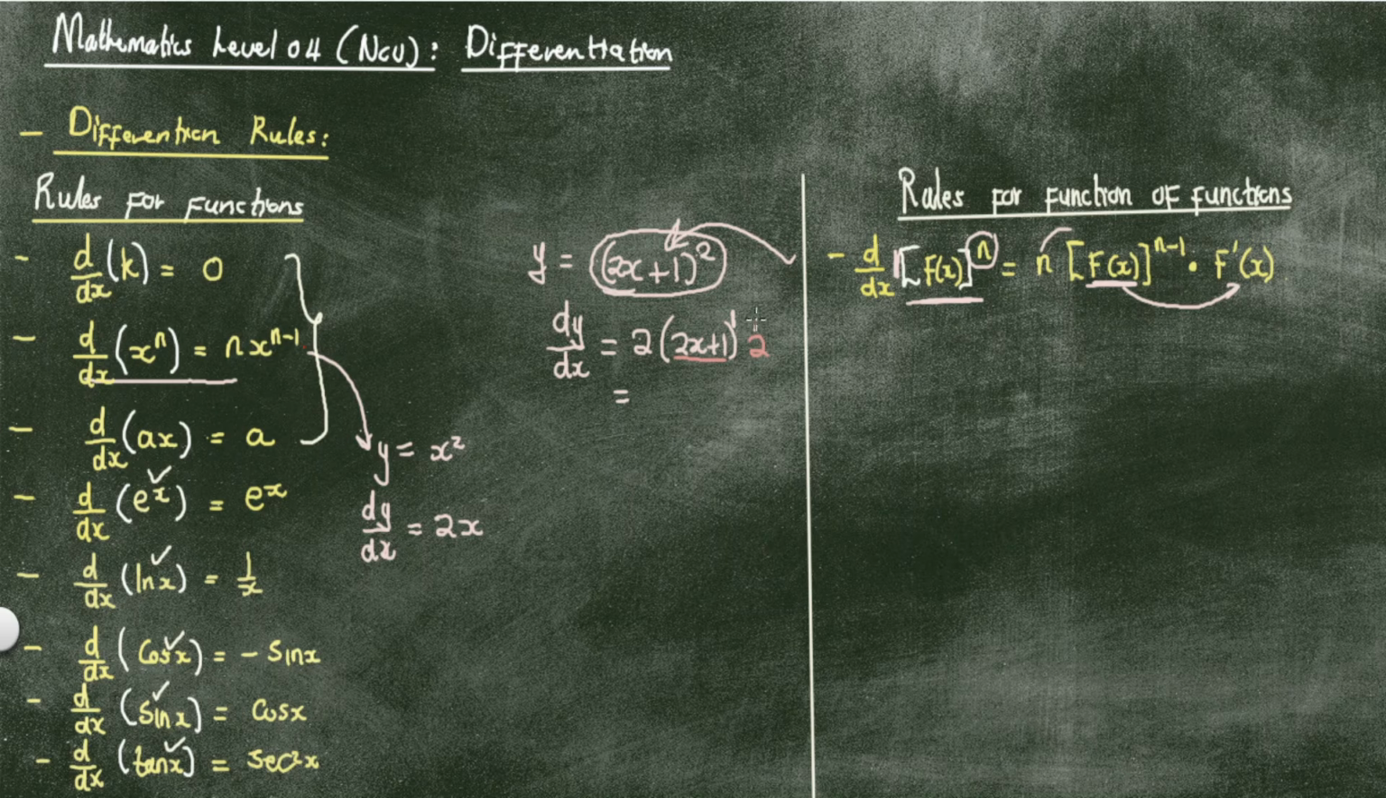This 2 times this 2 gives us 4. So the final answer is going to be 4 in bracket 2x plus 1 raised to exponent 1. This is the final answer. Another example would look something like so.